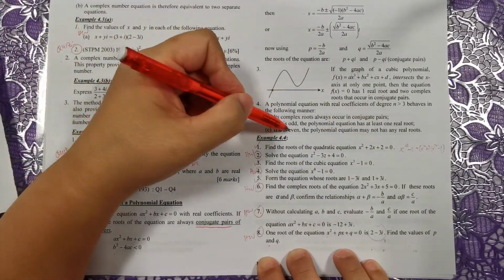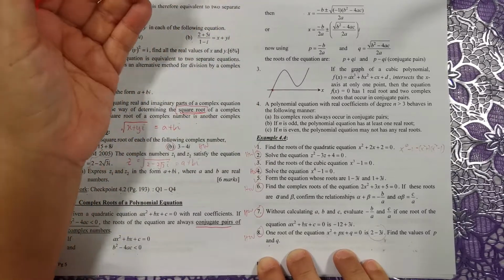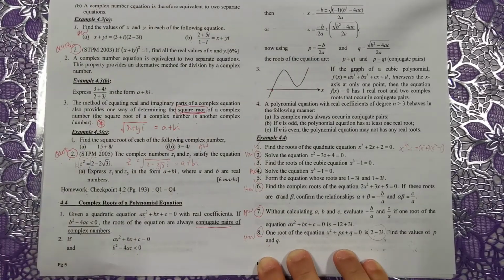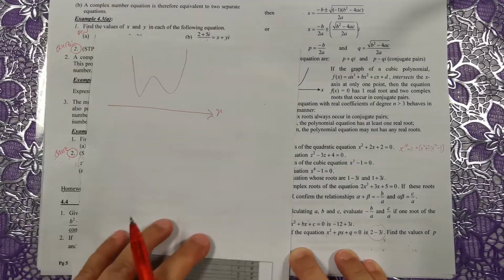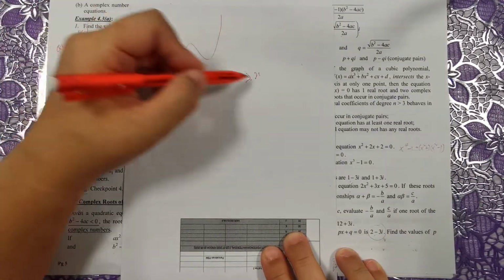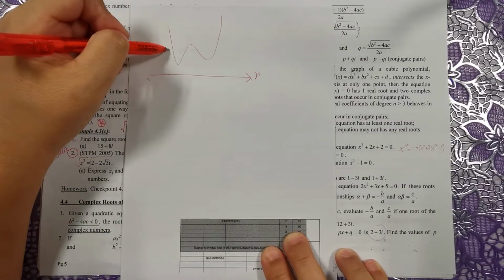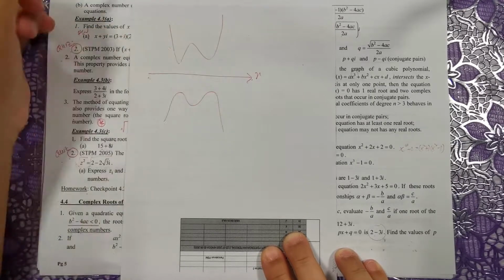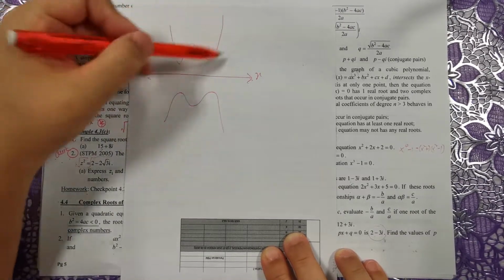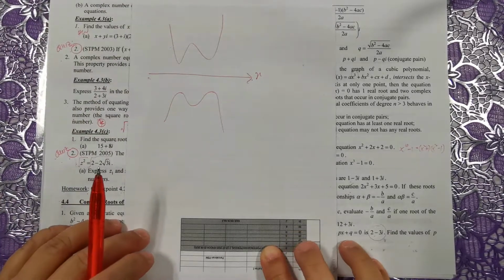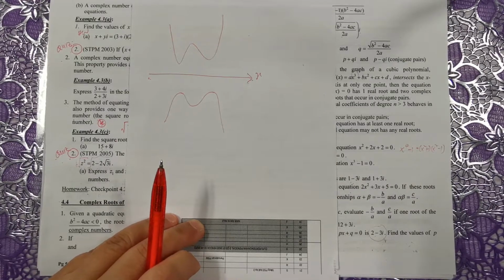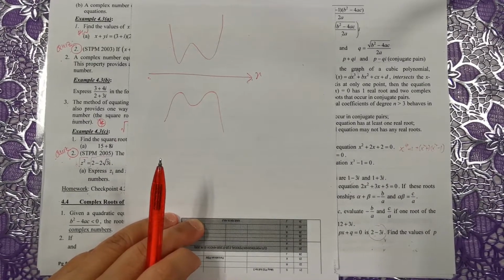So if n is even, meaning power 4, 6, 8, the polynomial equation may not have any real roots. Let's say this is a quartic. You see the whole curve is above the x-axis, never intersecting the x-axis. So it has no real roots, or like this, it has no real roots. So all will be complex roots. If this is a quartic, then it has 2 pairs of conjugate roots, two conjugate pairs of complex roots.